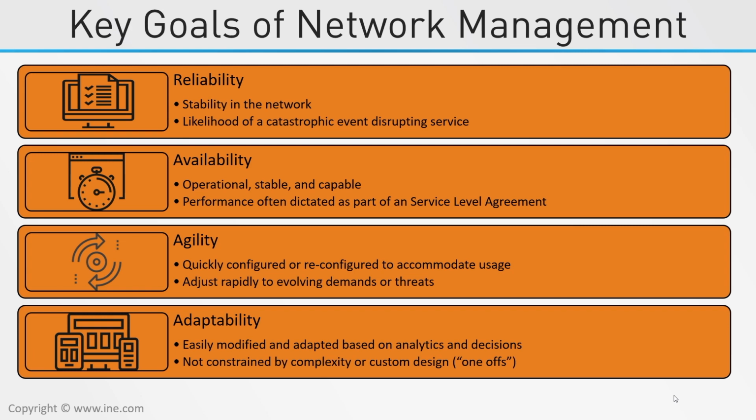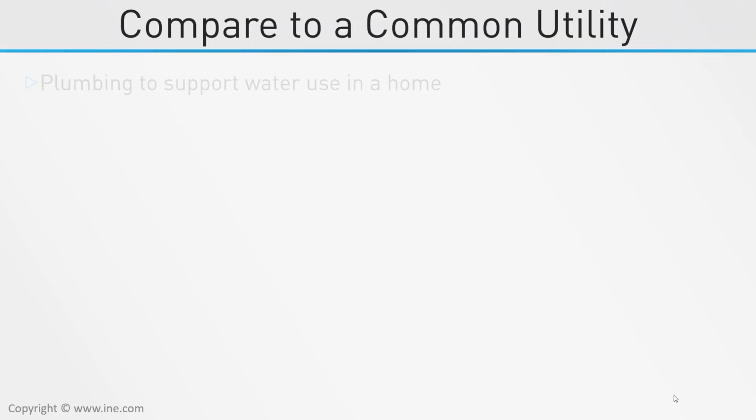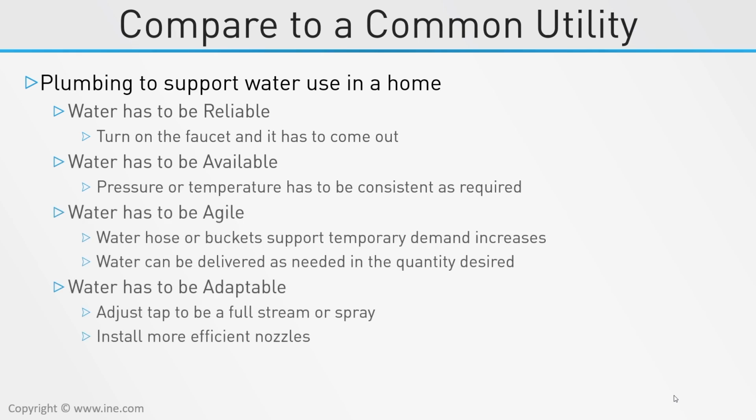To drive home the concepts of reliability, availability, agility, and adaptability, consider a common utility such as water. Given plumbing as a network that provides consistent water delivery, it has to be reliable. Turn on the faucet and water should be delivered. Water also has to be available at the desired state. So if the pipes can support water pressure up to 75 pounds per square inch, then anything exceeding that risks damage. Anything below 40 pounds per square inch may be too low. Further, temperature may need to be adjusted if water is plumbed from a hot water heater. There's a thermostat on hot water heaters that maintains temperature ranges.